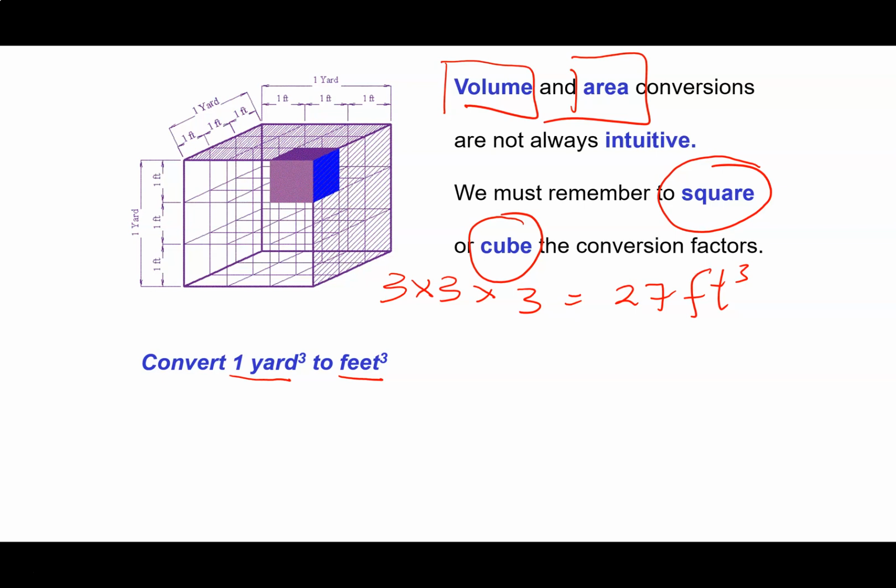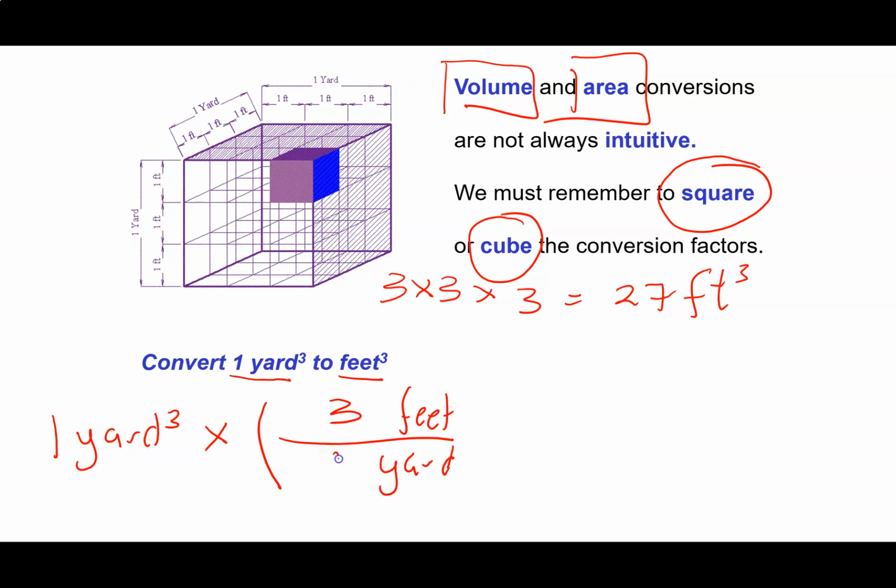But let's do this as a unit conversion problem. We've got 1 yard cubed, and then our conversion factor is going to have yards on the bottom, feet on the top, and I know that I get 3 feet per 1 yard, but I have to remember to cube my conversion factor in order to get the correct answer. You can see if I didn't cube that, I would have been out by a factor of 9. There's very clearly more than 9 cubic feet in 1 cubic yard if I was to count all of those little cubes up there.